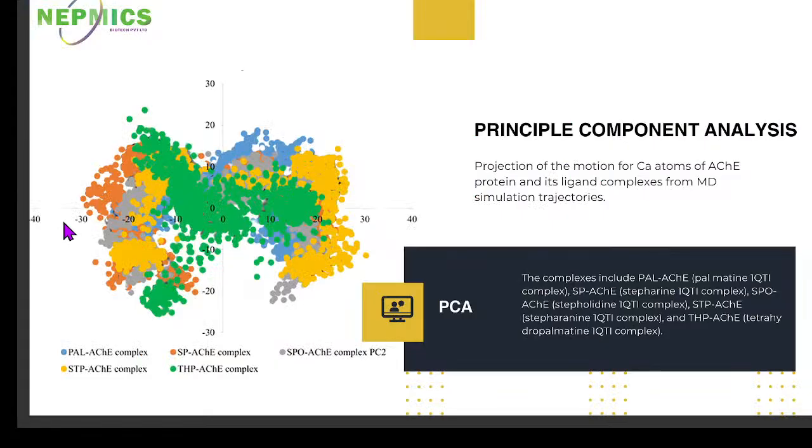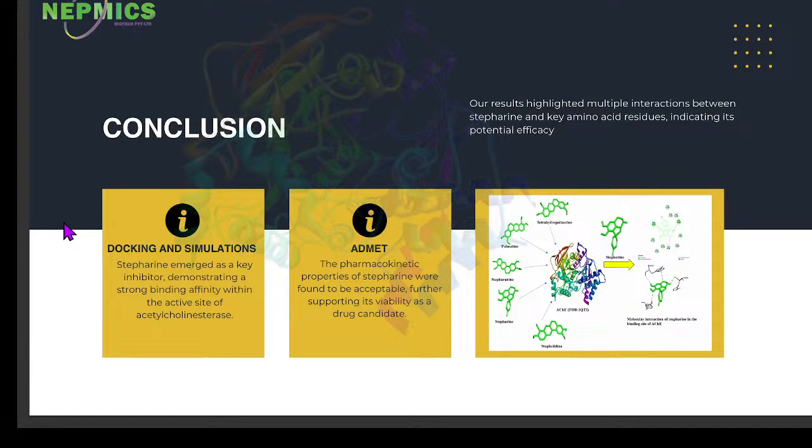And lastly, after analyzing all the results from molecular docking, molecular dynamic simulation, and ADMET, we came to the conclusion that this stepharine molecule has great potential to be a good inhibitor, a potential inhibitor for acetylcholinesterase, to find a new molecule, a natural molecule as well, a natural alkaloid.